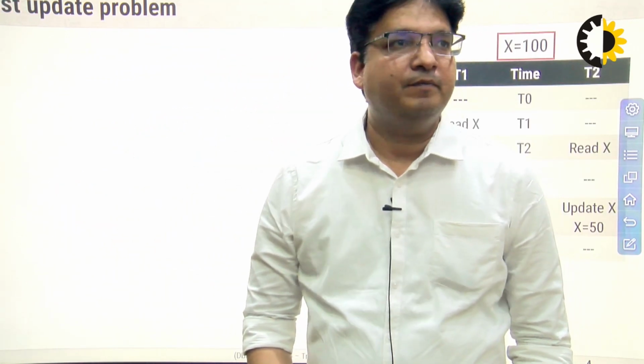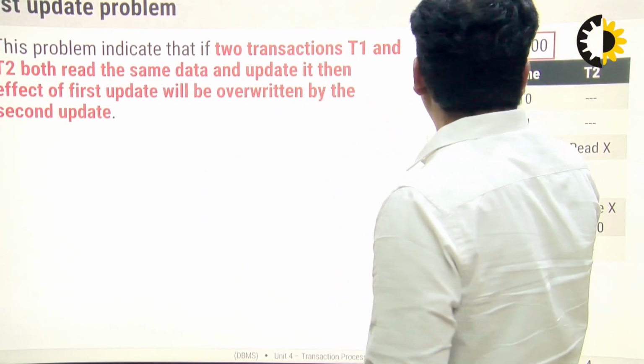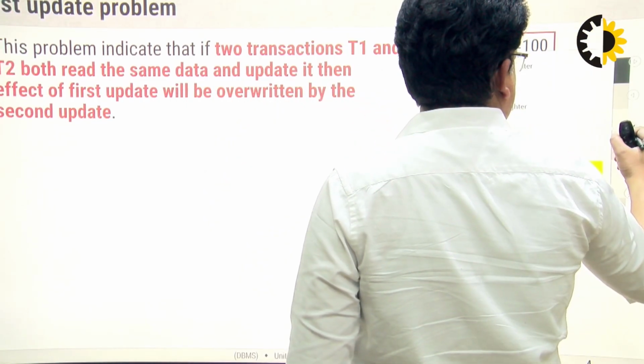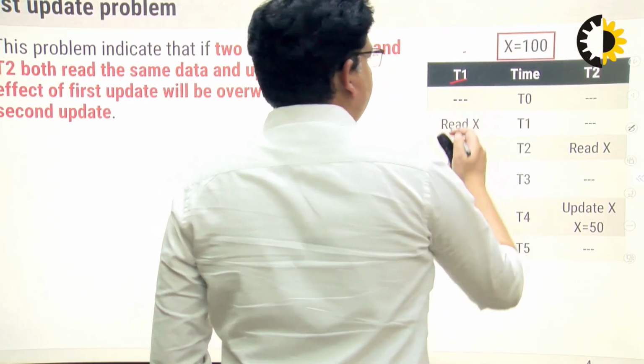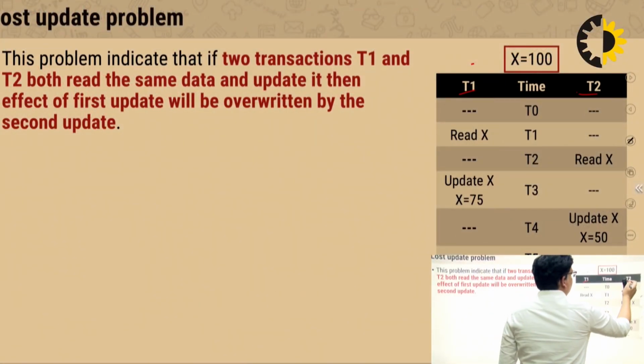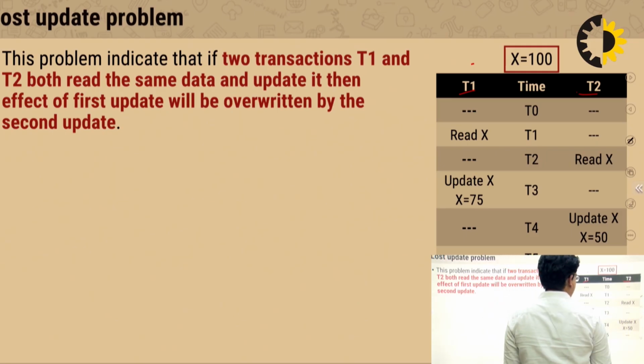Lost update problem. This problem indicates that there are two transactions, T1 and T2. Transaction T1 is reading a value of X, and thereafter transaction T2 is reading the value of X. Now T1 is updating the value of X and T2 is updating the value of X.